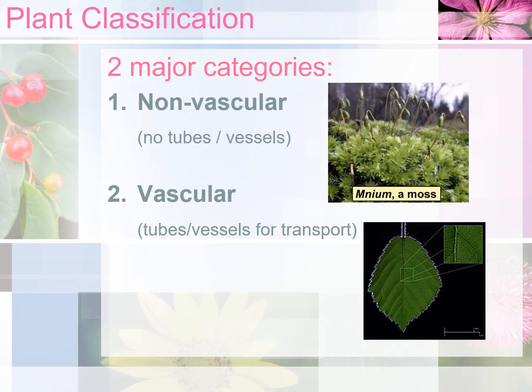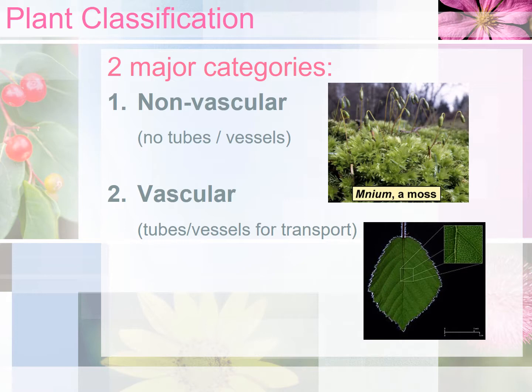All right, plants. So let's talk about plant categorization. There are two major categories of plants. First, we have non-vasculars. These generally have no tubes or vessels. The image shows a moss, which is a non-vascular, and then we have vasculars, which have tubes or vessels for transport. That would be like your trees and big plants.